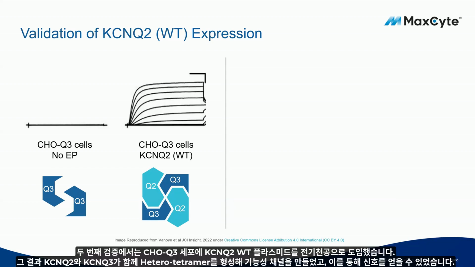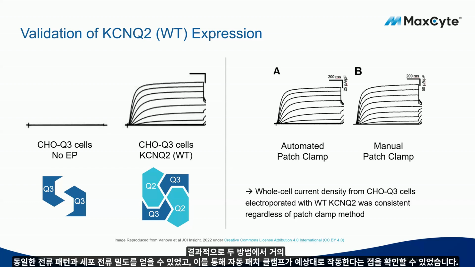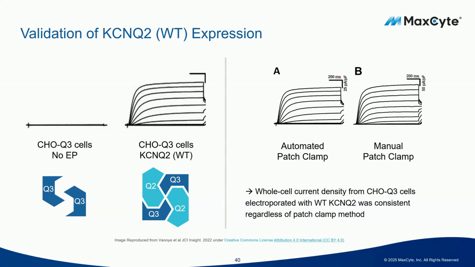In the second graph, the CHO Q3 cells were electroporated with KCNQ2 wild type. And so those are able to make the heterotetramer here, as you can see, which made a functioning channel, which gave them signal. Another thing they tested was comparing the automated patch clamp to a manual patch clamp, and they're able to get about the same current patterns here. Their whole cell current density were about the same, so that helped support that the automated patch clamp was working as expected.